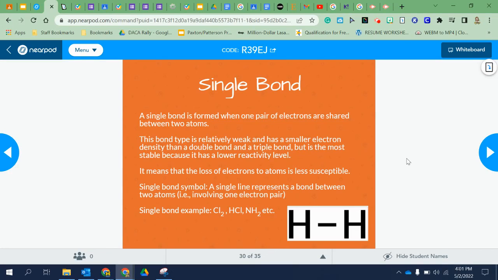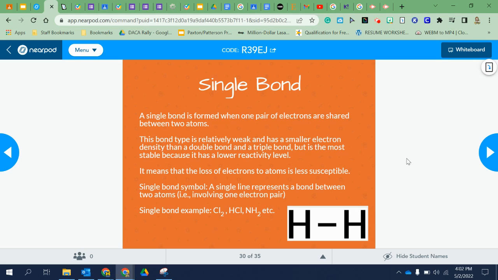All right, now let's talk about bonds. So we're going to talk about single bonds, double bonds, and triple bonds. So a single bond is formed when one pair of electrons are shared between two atoms, right? And down below on the right bottom hand corner, you see an example of it.